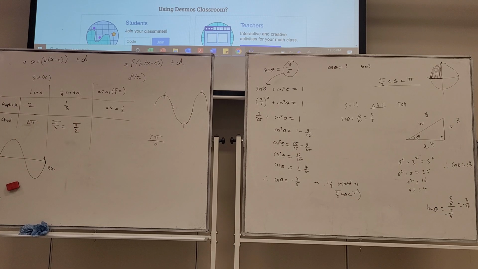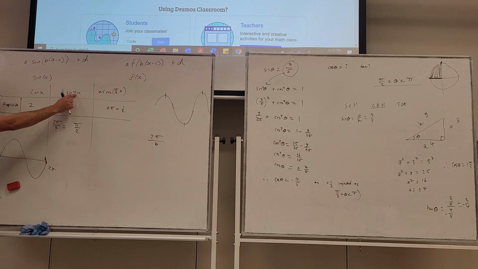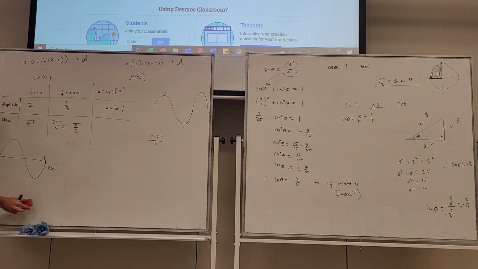Half sine 4x. Now, the other thing I want to say about the value of b is b tells you how many wavelengths there are in 2 pi. Okay? So here we have a value of b of 1. There is one wavelength in 2 pi. Here we have a value of 4, which means there are 4 wavelengths of this function in 2 pi. If we were to draw this function and this function on the same axes, the second one's going to have like 4 wavelengths. They're compressed in together. Okay, the value of b, how many wavelengths are there from 0 to 2 pi?